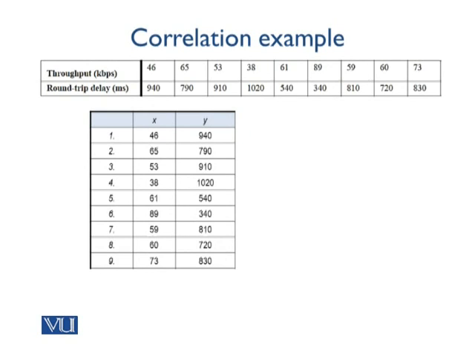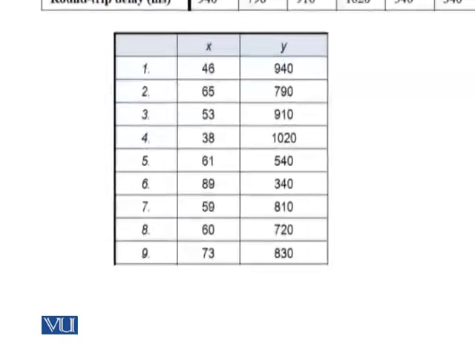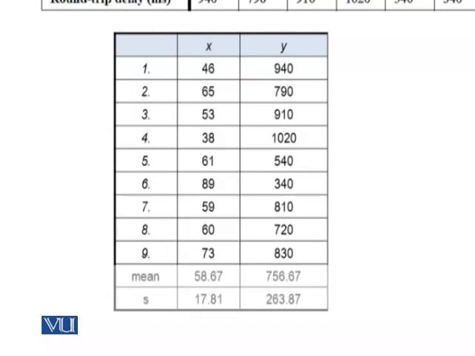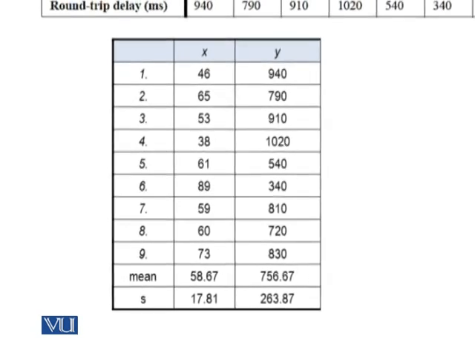So that table is now given on the slide, and you can see the various x values and the corresponding y values. So we determine first of all the mean and the standard deviation for x and y, and represent it by x bar and sx and y bar and sy respectively. So we get a value of 58.67 for x bar, and y bar is 756.67, and the standard deviations are also shown. So how do we proceed from here then?